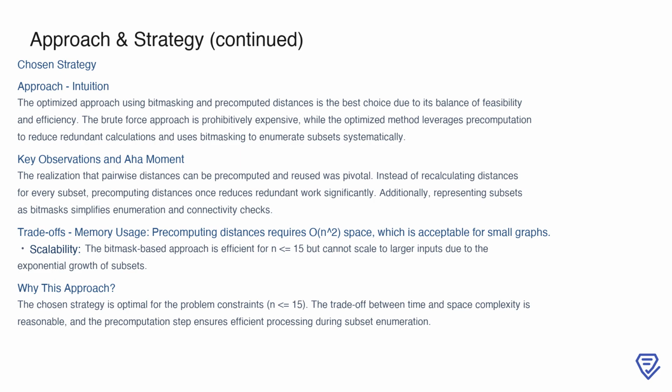However, there are trade-offs to consider. Pre-computing distances requires O(n^2) memory, which is acceptable for small graphs but could become limiting for larger inputs. Additionally, the bitmask-based method, while efficient for n less than or equal to 15, cannot scale to significantly larger graphs due to the exponential growth in the number of subsets. Overall, this strategy achieves an optimal balance between time and space complexity for the given constraints of the problem.